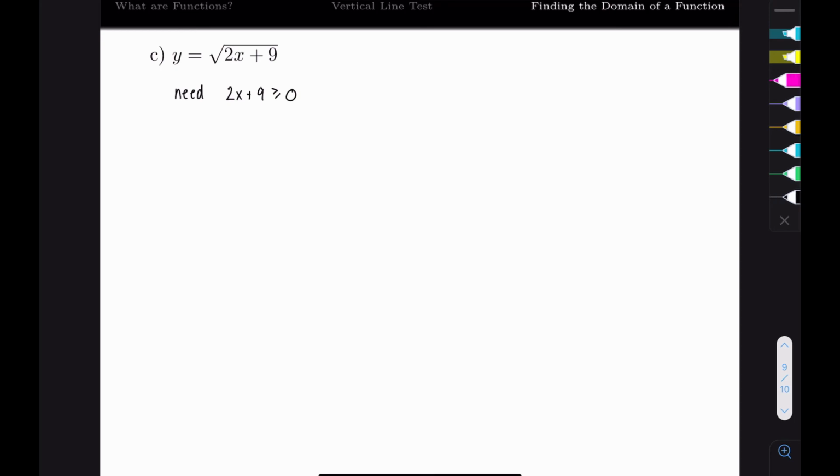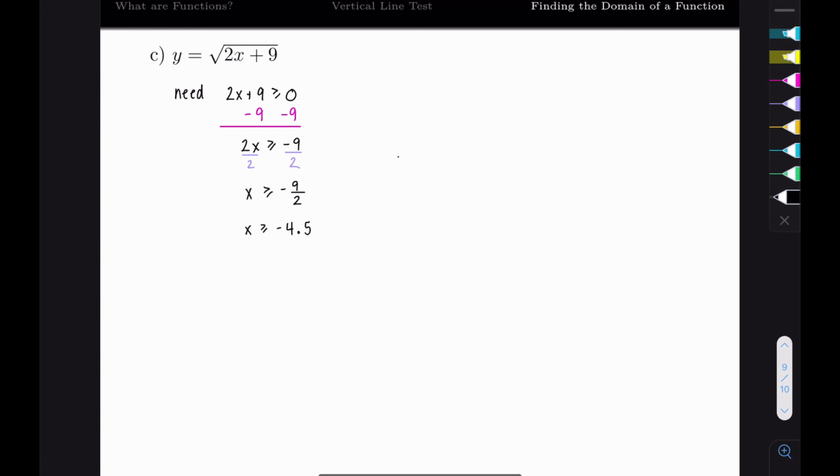So I just want to solve this inequality just like we did in our last unit. So we want to isolate our x value. So we'll go ahead and subtract 9 from both sides. And that gives us 2x is greater than or equal to 9. And then we need to divide by 2. And that gives us x is greater than or equal to negative 9/2. And if you want to see that's a relatively nice number, it is negative 4.5.